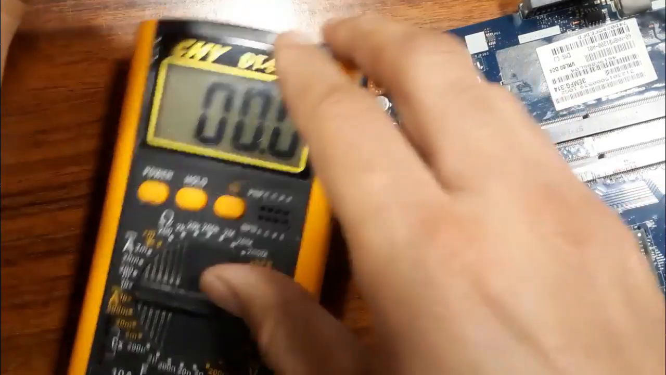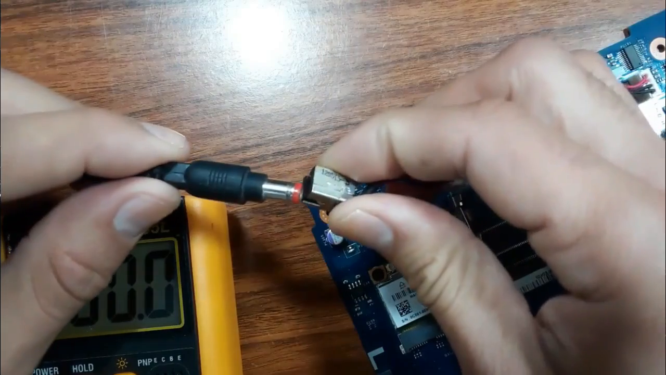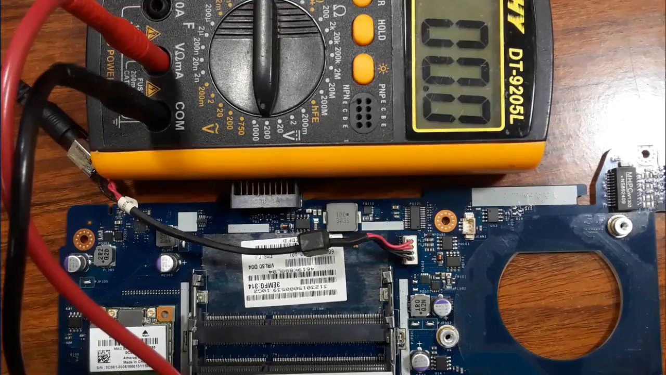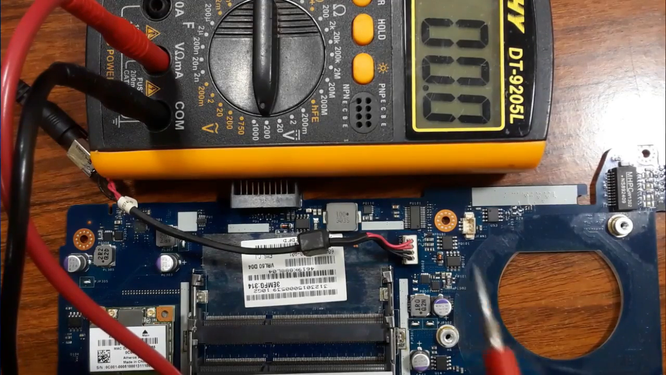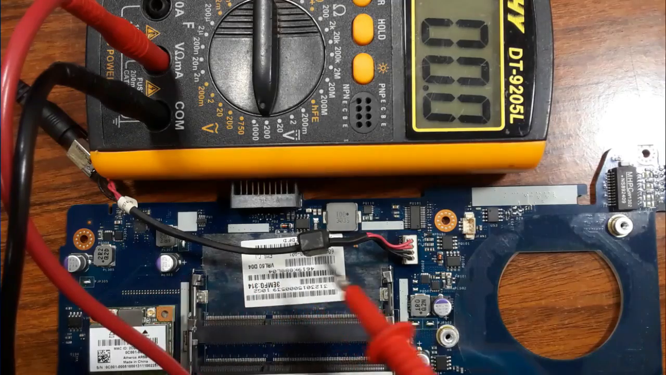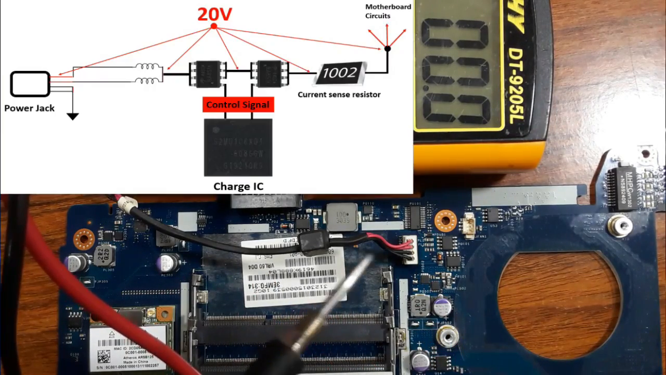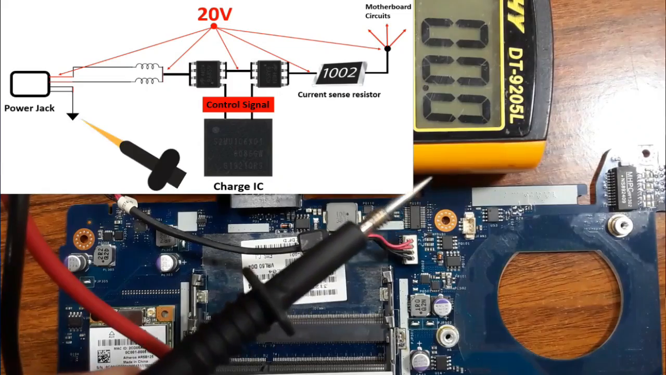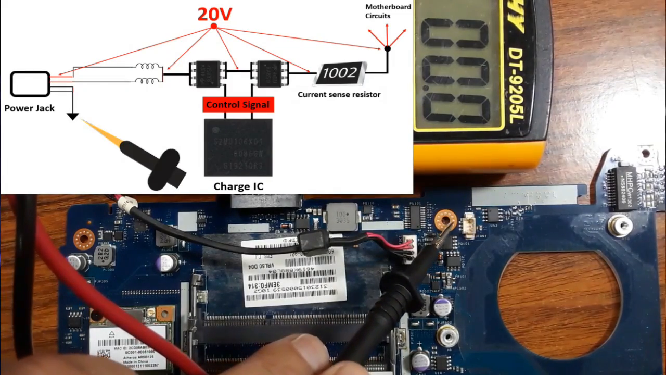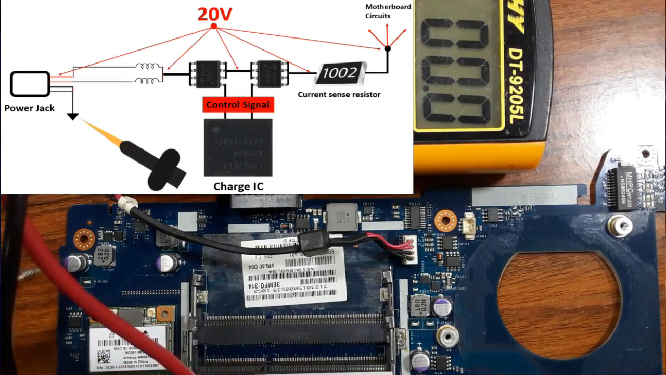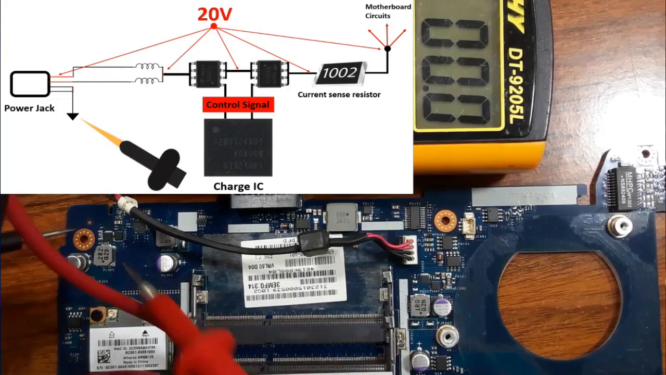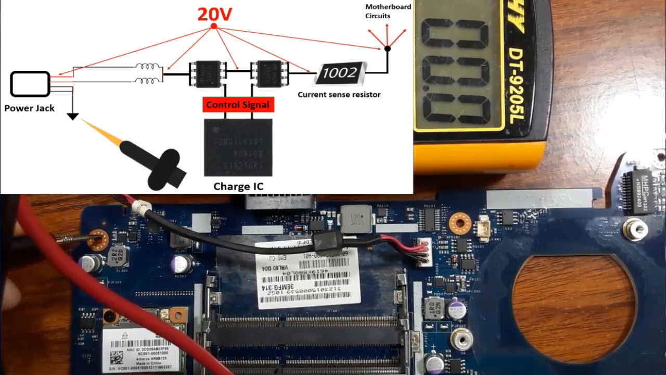Now let's connect it to the motherboard. So now the adapter, as you can see, is connected to the motherboard. So let's check now the power. First we should put the black probe to the ground here, for example, or anywhere in the motherboard. I will put it here in this ground, as you can see here.